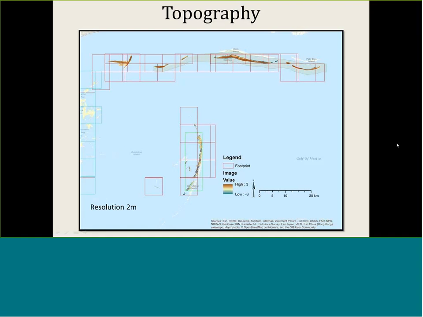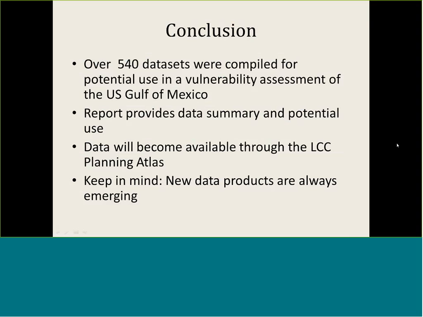So overall, like I said, we have 540 different data sets for this project. A summary of these data sets is available in a report, as well as how they can potentially be used for vulnerability assessment. This data should become available, or perhaps is already available, through the LCC Planning Atlas. And also keep in mind that new data and new products are always emerging, and we need to keep an eye out. And that is all I have today.